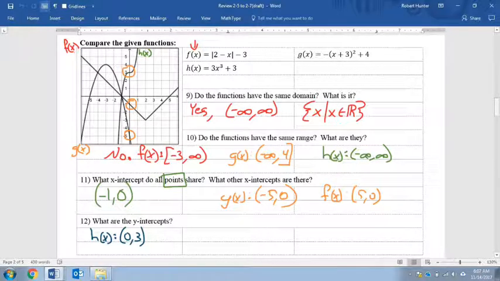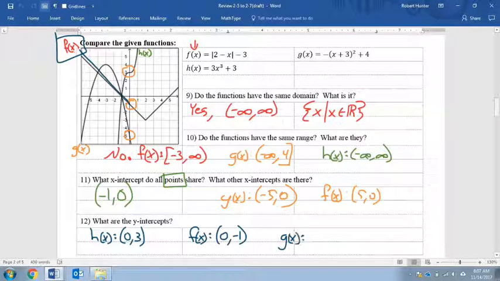F of x, and again, if it's this one, I can just say, oh, it's this one. Follow it up here. Oh, that's right, it's f of x. So f of x is at negative 1, so 0, comma negative 1. And g of x is at negative 5, so that's 0, comma negative 5. All right? Cool.